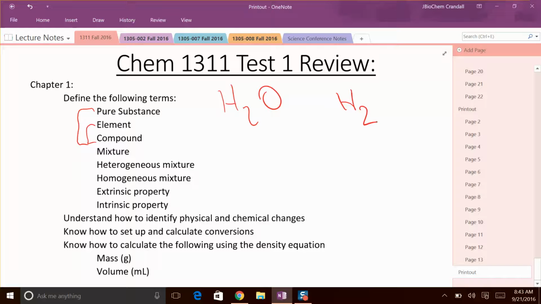Water is a pure substance. It's a compound. So it is defined as a pure substance. It is not a mixture of elements. A mixture of elements would be things like H2 and O2 mixed together. H2O itself is a compound. It's a pure substance.